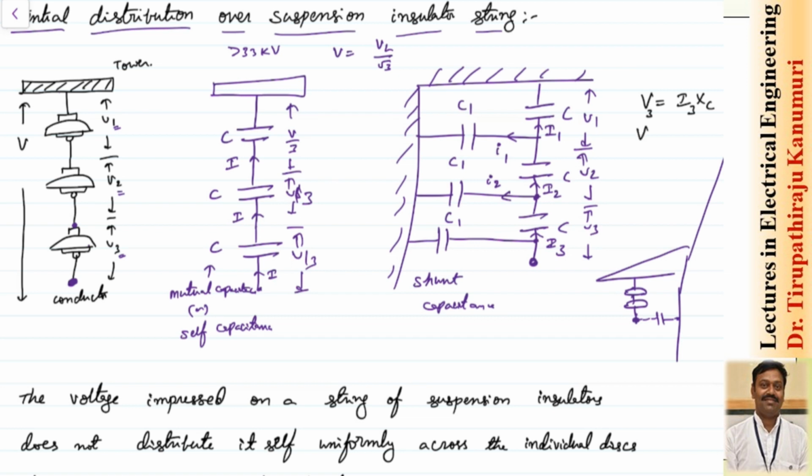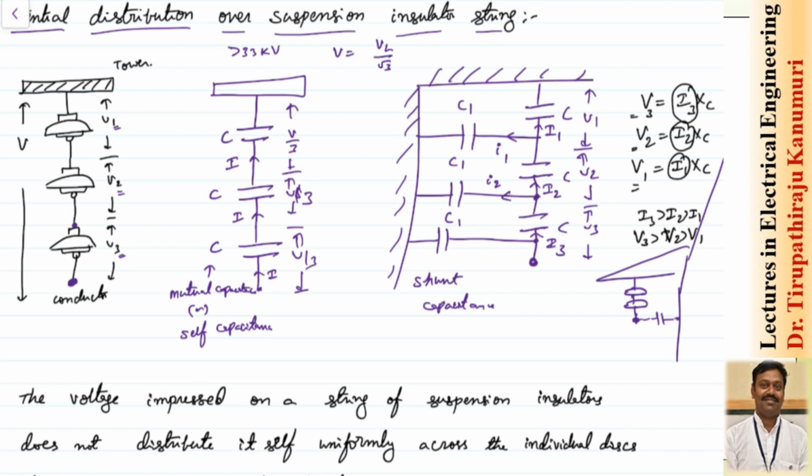Similar is the case, the voltage V2 I can write as I2 multiplied by XC because capacitance is same. Similarly voltage V1 I can write as I1 multiplied by XC, XC is same. So here you can see that the voltage across any insulator is directly proportional to the current passing through it, because we know the value of I3 is greater than I2 is greater than I1. So automatically the voltage drop across the third one will be greater than voltage drop across the second one, which is greater than voltage drop across the first one.